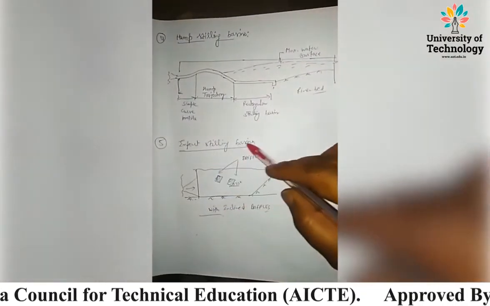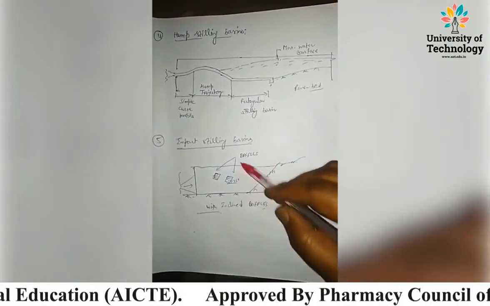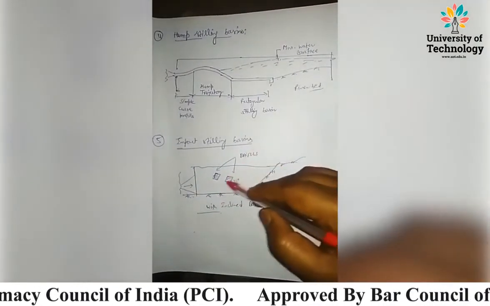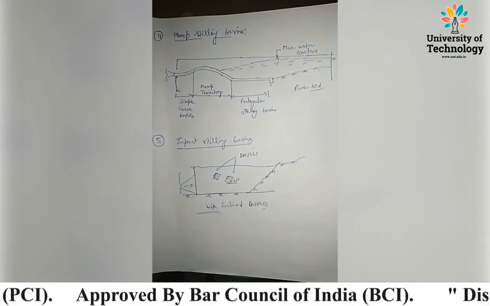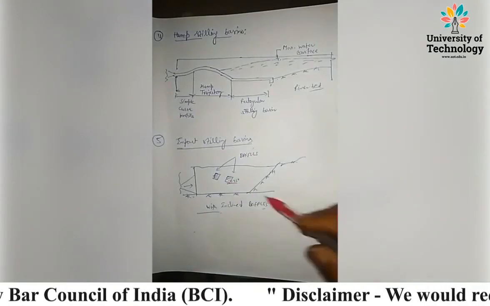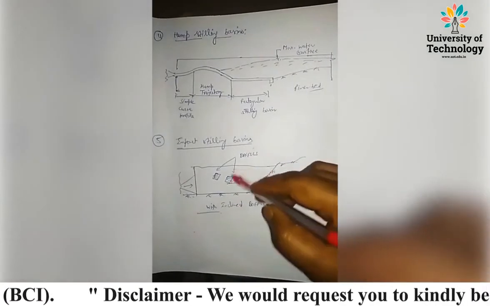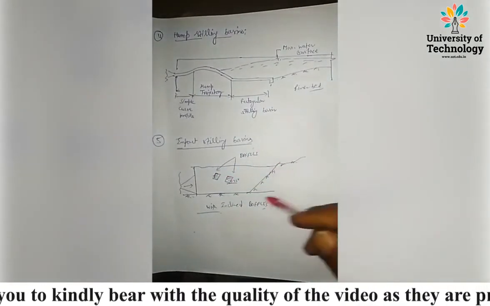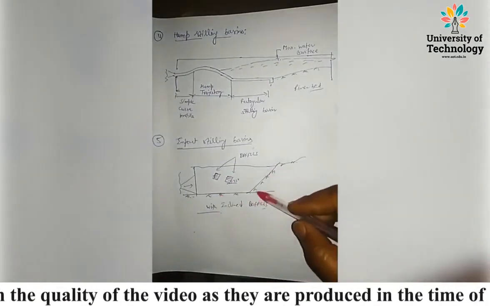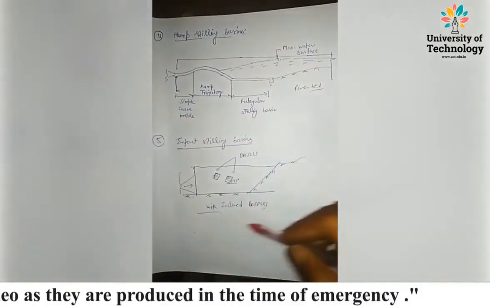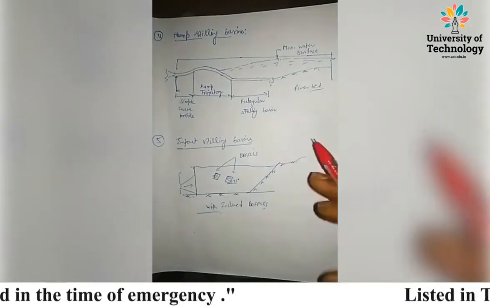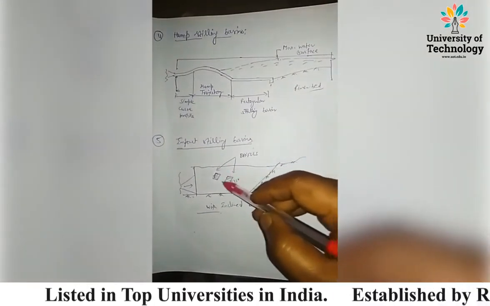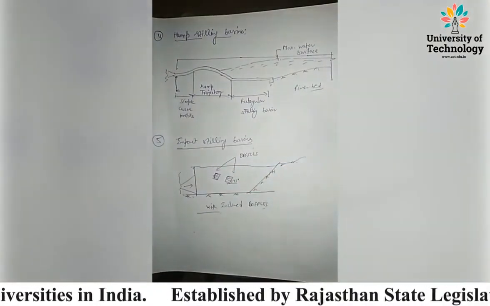Last one is the impact stilling basin. For energy dissipation, baffle walls must be provided here at an angle of 75 degrees, with an inclined baffle wall provided for energy dissipation, and this is the ground level. All those phenomena and profiles are the same here, except that a baffle wall is provided here.